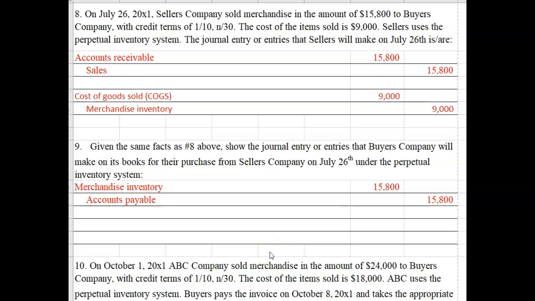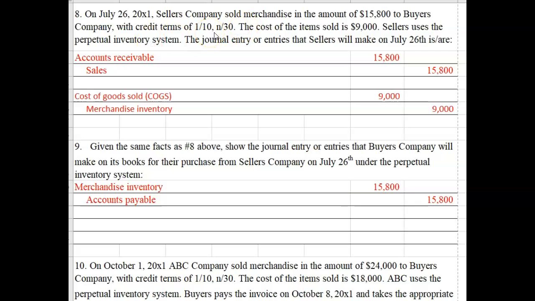Under the perpetual inventory system, when the buyer purchases merchandise inventory, it requires only 1 journal entry. Debit merchandise inventory $15,800 and credit accounts payable $15,800. We know that we do not credit cash because there were credit terms.